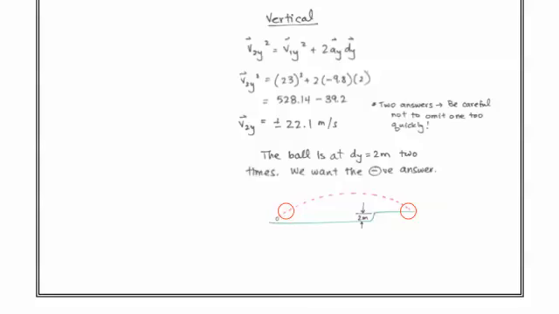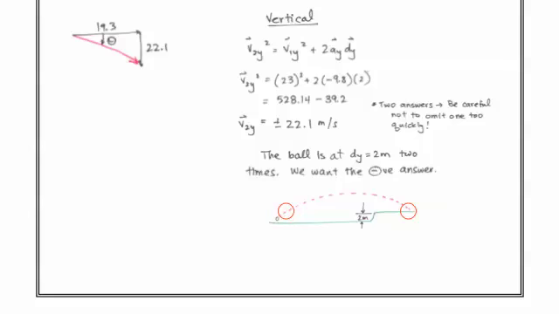But the ball's also at 2 meters at the very beginning. At that point, the velocity is upwards. The vertical velocity is in the upwards direction because it was hit in the upwards direction. So that's the positive root. The answer that we want is actually the negative root, the negative 22.1 meters per second, because that's reporting when the ball's on its way down. So we don't want to just throw it away.